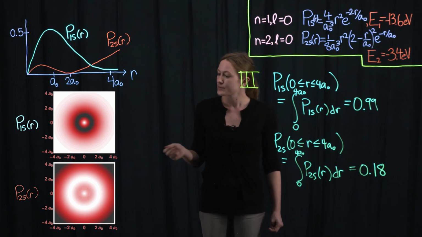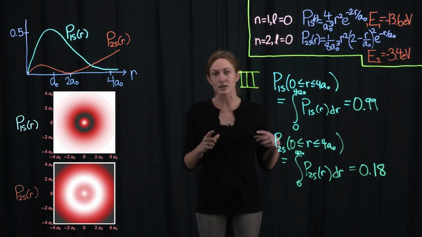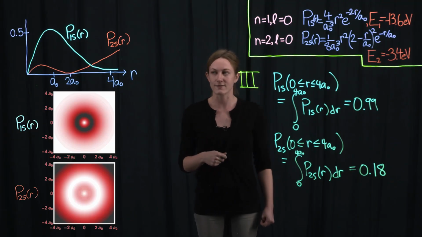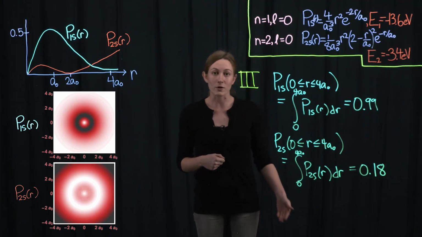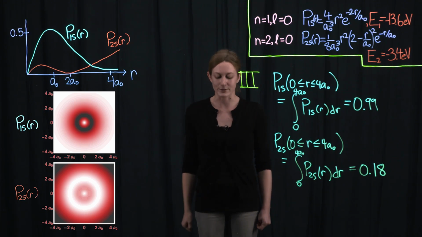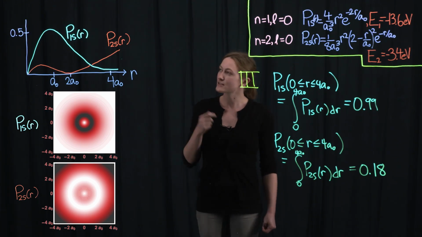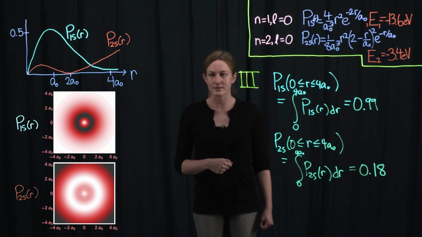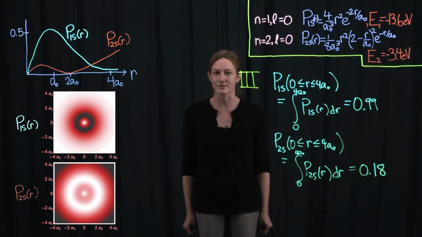The fact that this diagram is getting darker and darker at larger radii corresponds to the fact that the electron is more and more likely to be found further from the nucleus. Both of these states are spherically symmetric, but what we've learned is that the electron is much more likely to be found further from the nucleus for the 2s state.